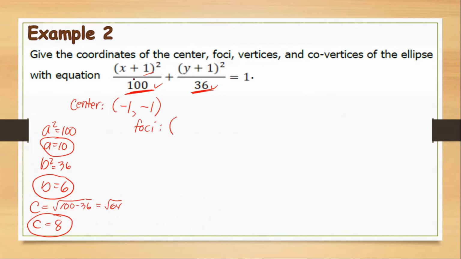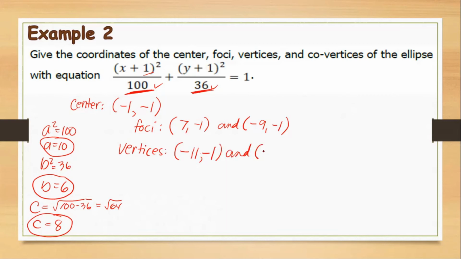Since we have the principal axis at x, we have to move at x. So we have negative 1 plus 8, which is 7: (7, -1), and negative 1 minus 8 is negative 9: (-9, -1). So the vertices are 10 units from the x, from negative 1. Negative 1 minus 10 is negative 11: (-11, -1), and negative 1 plus 10 is positive 9: (9, -1).